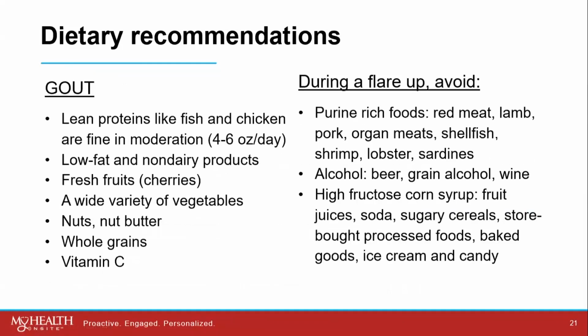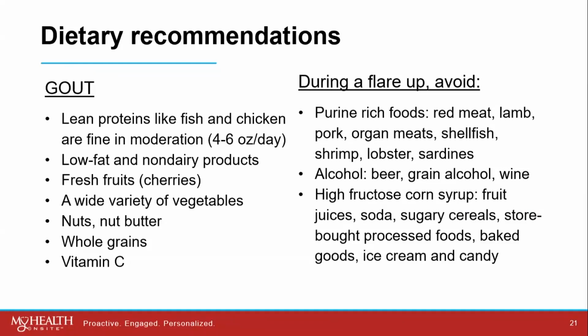Next, we're going to talk a little bit about gout. It's a little bit different. As I mentioned, gout is a painful form of arthritis that occurs when high levels of uric acid in the blood cause crystals to form and accumulate in and around a joint. So gout dietary guidelines are pretty much the same in general as far as working towards an anti-inflammatory diet.